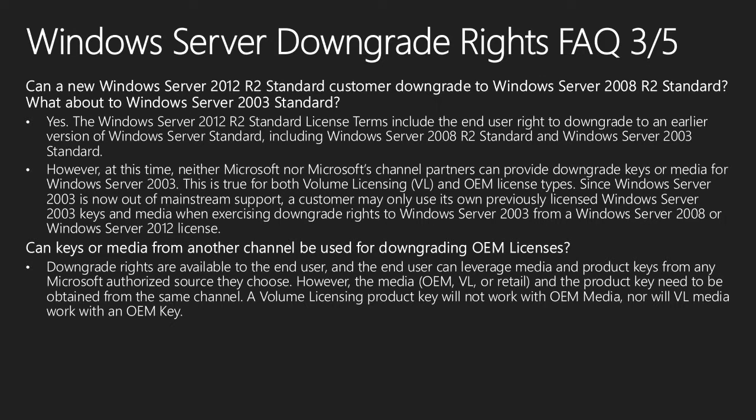Now, can keys or media from another channel be used for downgrading OEM licenses? Yes. As we've already mentioned, you can definitely use the product keys and media from different license types, but just remember that the key and the media need to come from the same channel for the downgrade. So, OEM key with OEM media, VL key with VL media, for example.